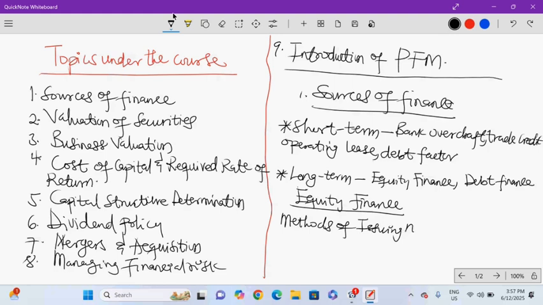What are some of the methods of issuing new shares? Before you can issue shares, you must be a listed company or a public company, right? They can issue shares, one, through the public issue.